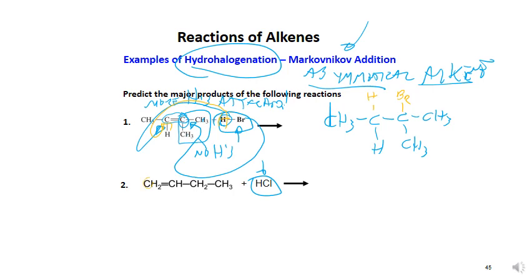What about this one? What about the next? How do we think about this sucker? Well, doesn't this carbon in the double bond have 2 H's? And this one has 1 H? So wouldn't the H want to go onto the one with 2? And the Cl goes on the one with 1? Good. So then that's CH3, CHCl, CH2, CH3.